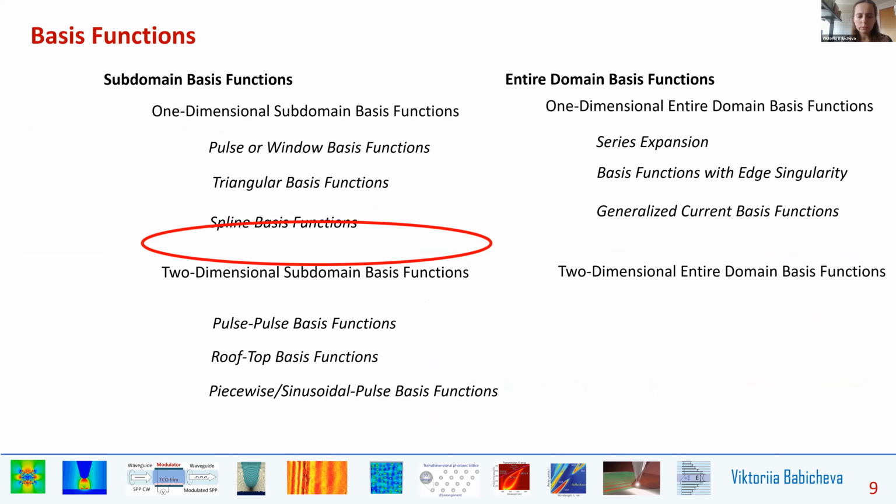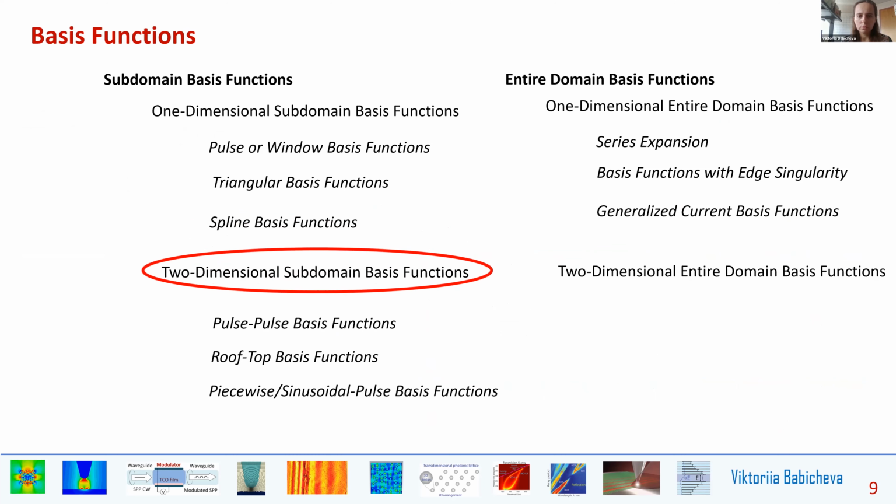So now we discuss two-dimensional basis functions. If the expected distribution of the function can be described as separable into the two dimensions, we may express them separately for x and y, and functions of x and of y may be expressed in terms of one-dimensional subdomain functions.